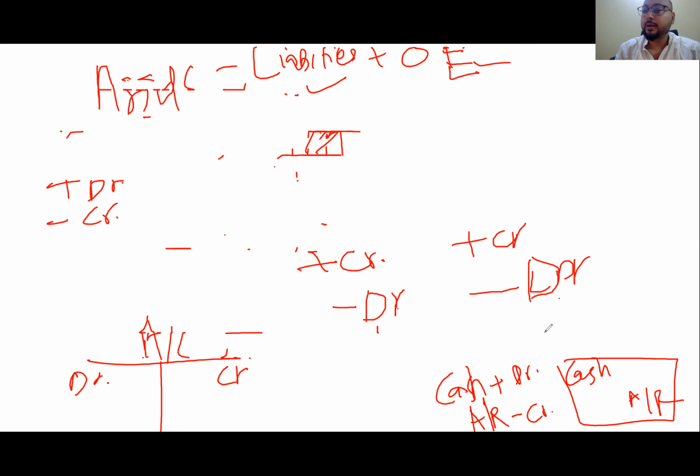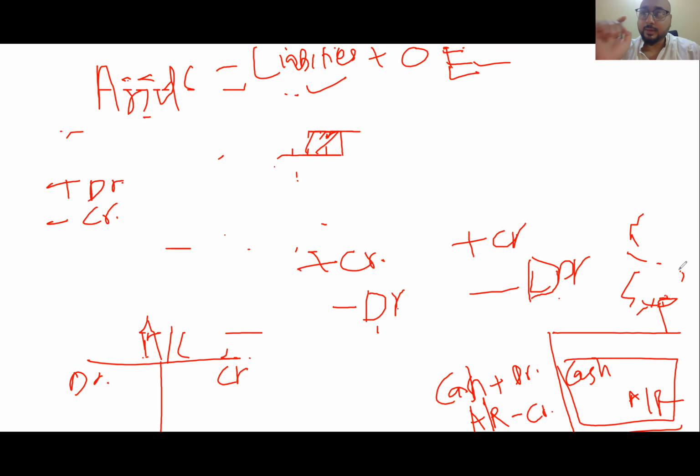How we write it: first we write debit and then we write credit. And how we pronounce it: cash to accounts receivable. That is just a revision. If asset increase, debit; asset decrease, credit. If liability increase, credit; liability decrease, debit. If owners' equity increase, credit; owners' equity decrease, debit. And regarding the expense, we talked about the expense.